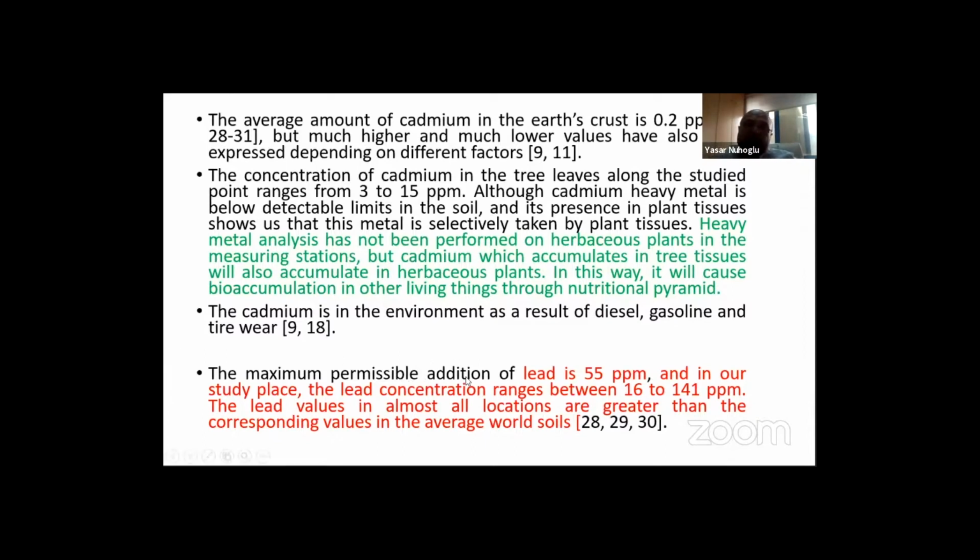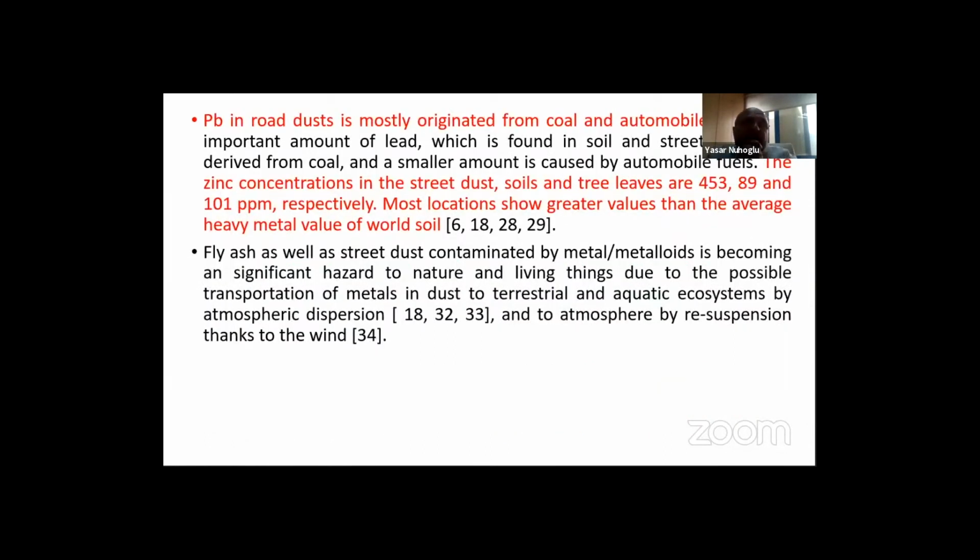The maximum permissible addition of lead is 55 ppm, and our study placed the lead concentration range between 16 and 100 ppm. The lead values in almost all locations are greater than the corresponding values. Lead in street dust mostly originated from coal and automobile fuels. The important amount of lead found in soil and street dust was derived from coal, and a similar amount was caused by automobile fuels.